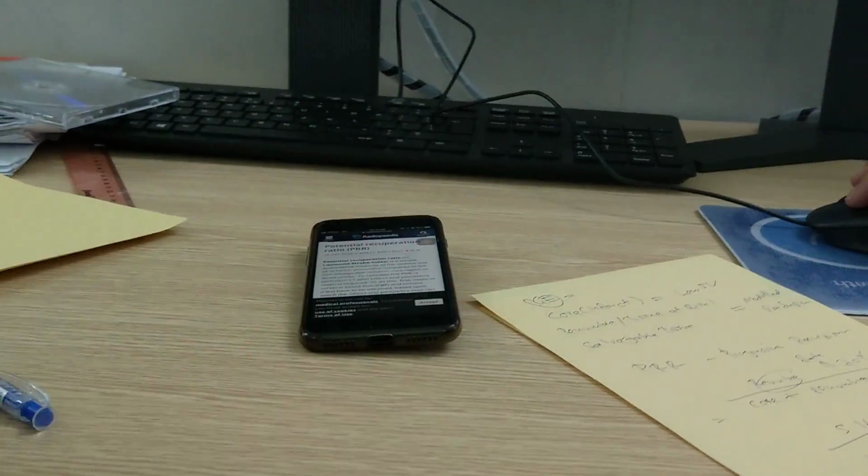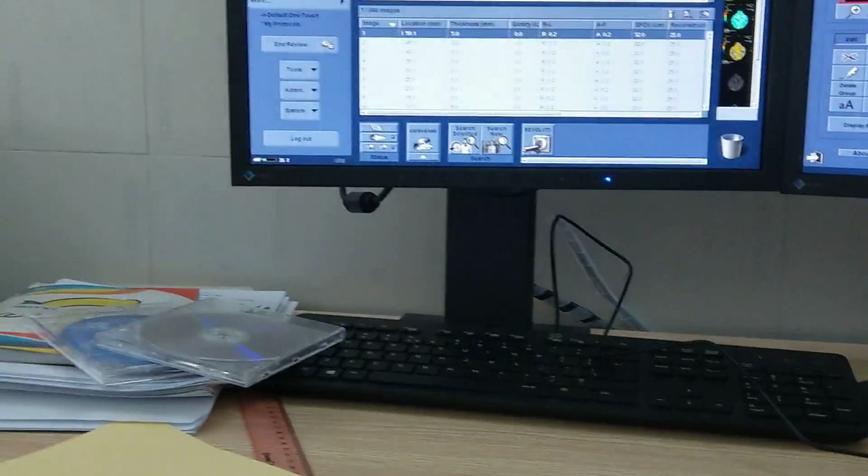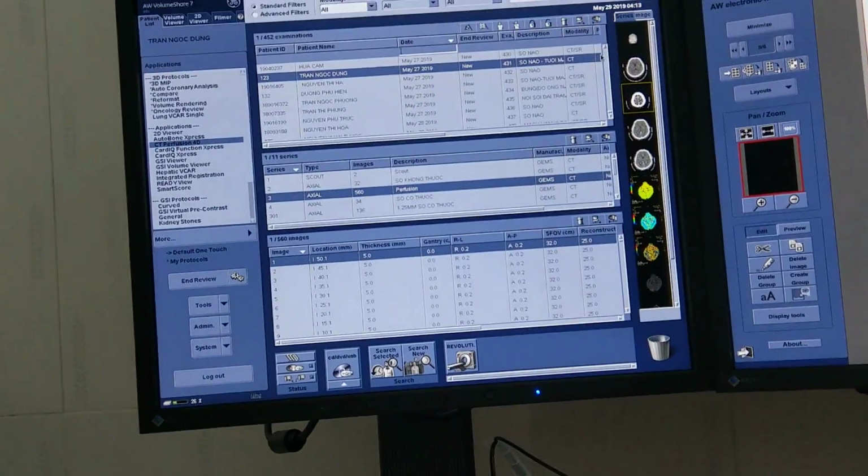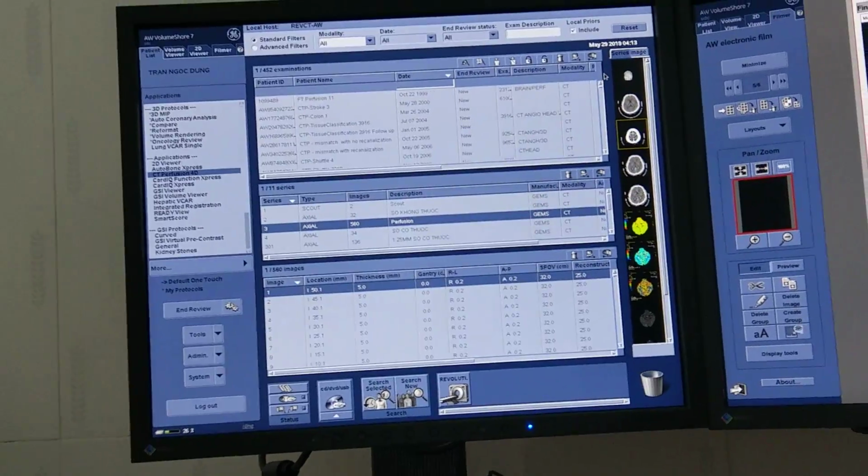I show you another case, which is a nicer case. Yeah, like the demo case. For example, like this one, mismatch.